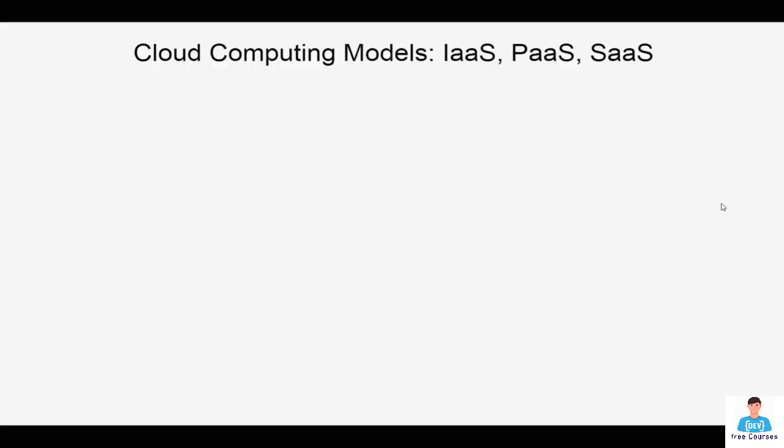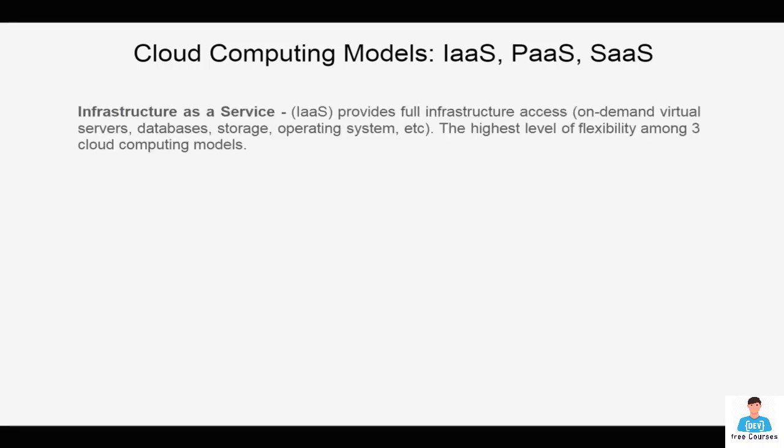Okay then, in this video we will discuss cloud computing models, which are also known as cloud computing service types. There are mainly three cloud computing models. The first one is infrastructure as a service, which is also known as IaaS. In IaaS you can rent an on-demand IT infrastructure. For instance, you can rent virtual servers, databases, storage, networking, etc., and build your own infrastructure.